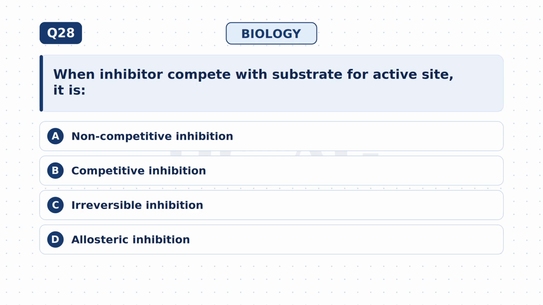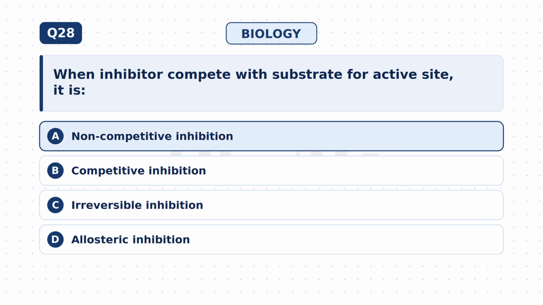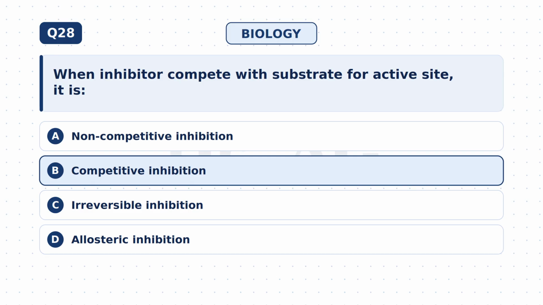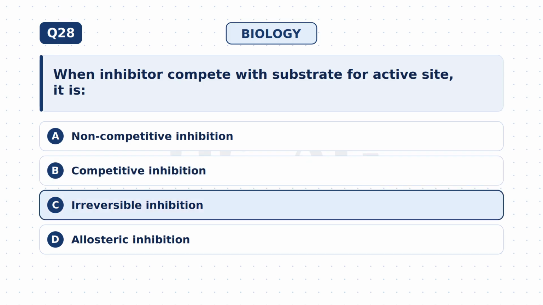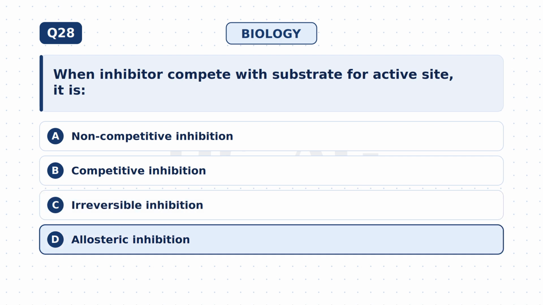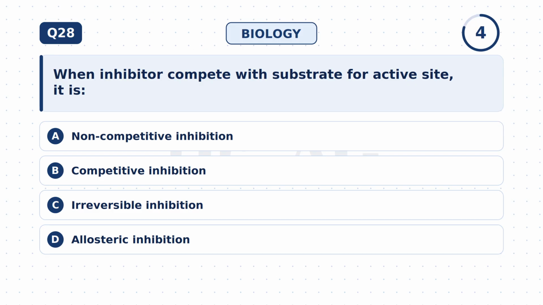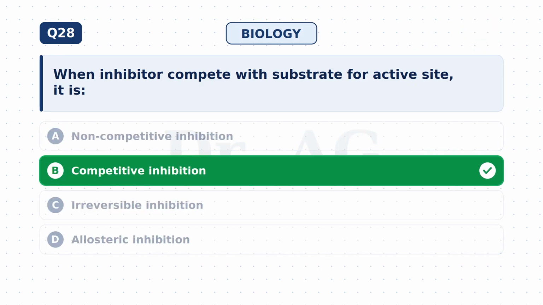Question 28. When an inhibitor competes with substrate for the active site, it is? Option A, non-competitive inhibition. Option B, competitive inhibition. Option C, irreversible inhibition. Option D, allosteric inhibition. The correct answer is B, competitive inhibition.